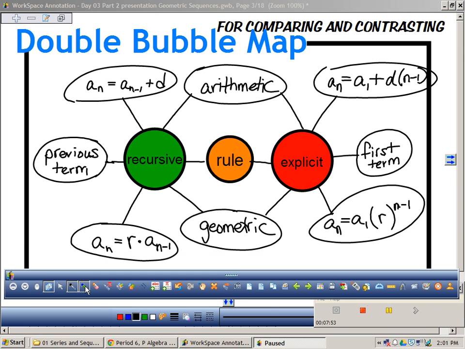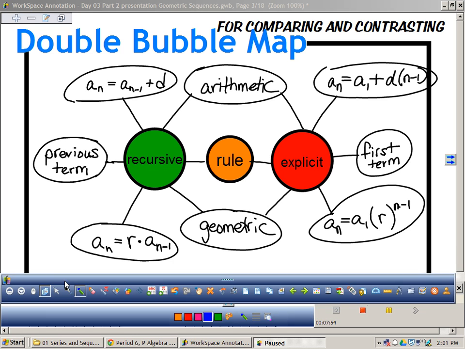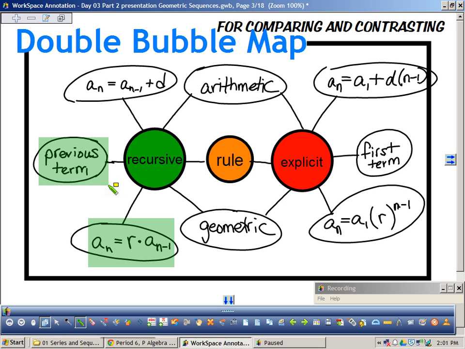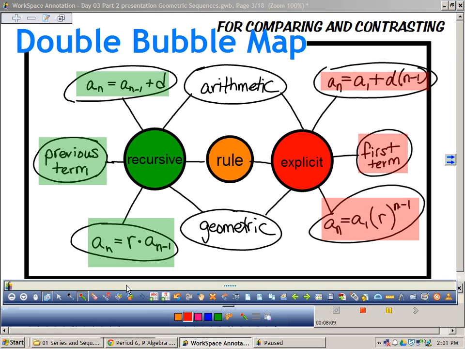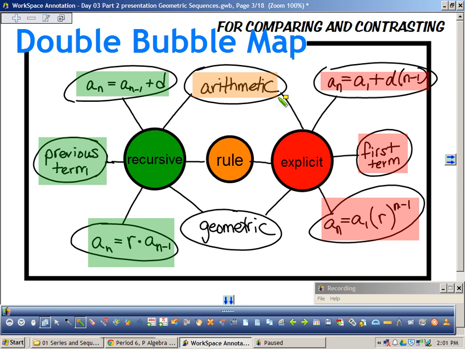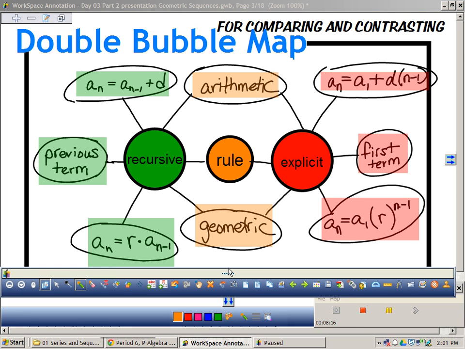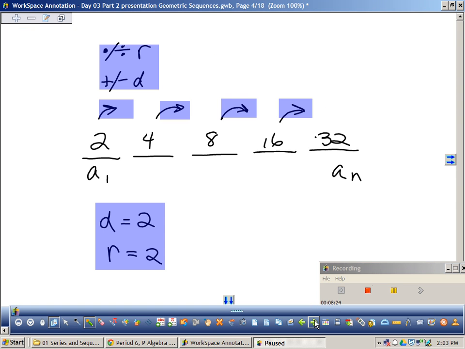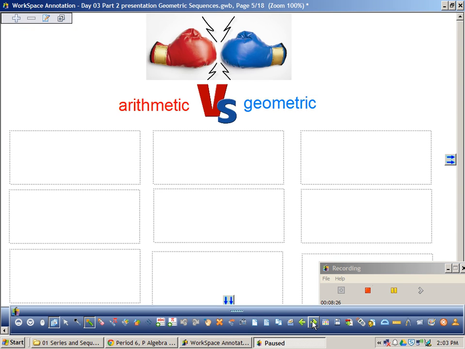I'm going to go ahead and color code. Recursive, recursive, recursive, explicit, explicit, explicit. And these are the ones, they're both rules. Does that help? So now you have this chart in front of you, or this bubble map. So let's use it to reference as we do this activity.